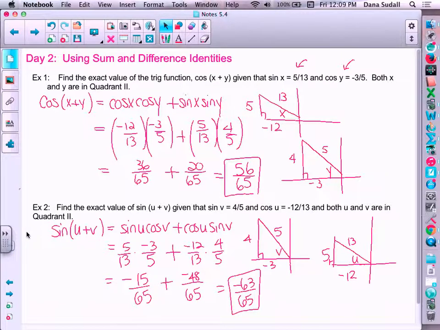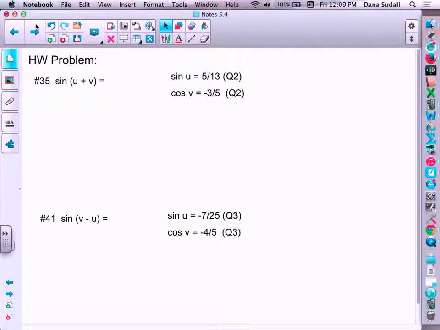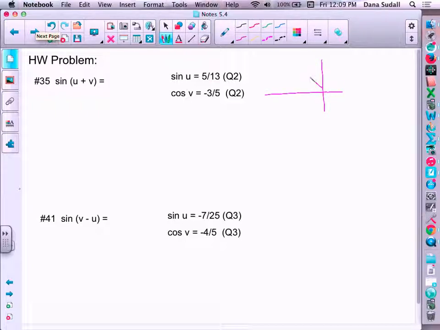Right, and then a couple of the homework problems of that same type are 35 and 41. So the same idea. We're going to draw the triangles. Both of these are in the second quadrant. So my sine is negative 5 over 13. This is angle U, which means this third side here would be negative 12. For cosine of V, I have negative 3 over 5, so adjacent over hypotenuse makes that opposite side 4, and that's angle V.